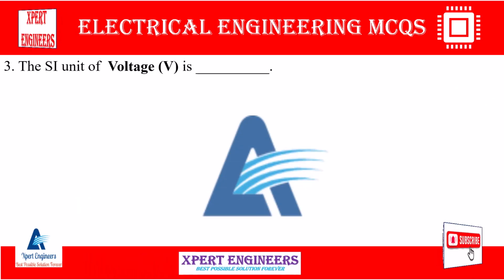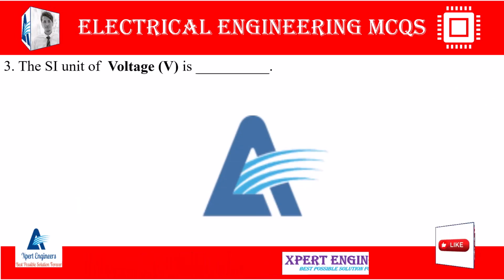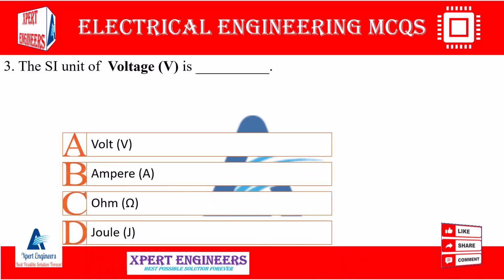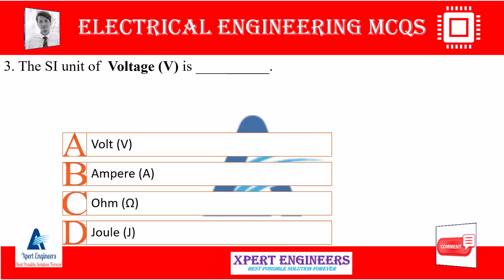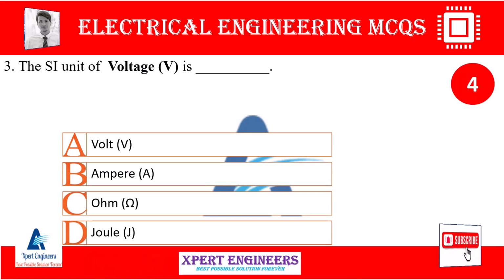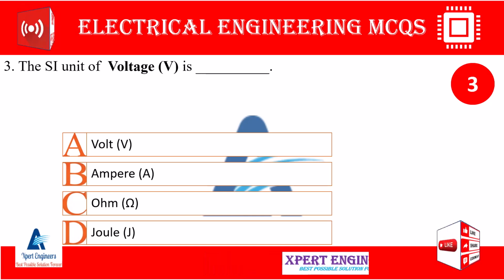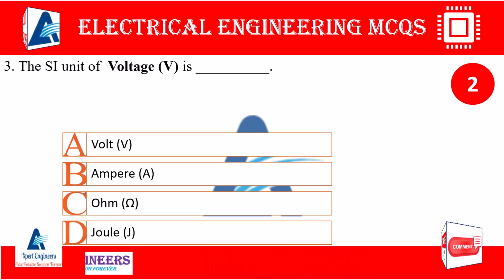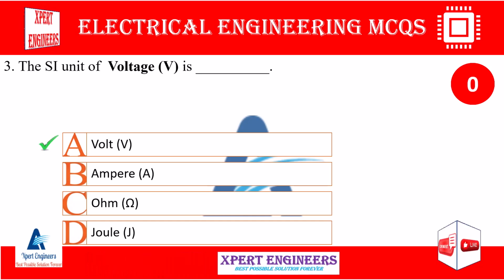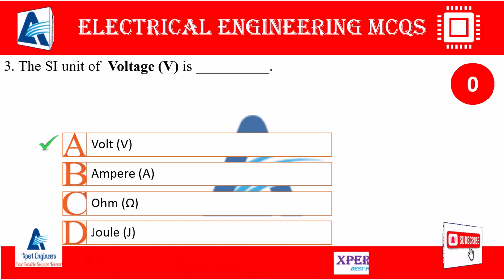Next is the SI unit of voltage is dash. A. Volt, B. Ampere, C. Ohm and D. Joule. The correct option is A. Volt. The SI unit of voltage is volt.